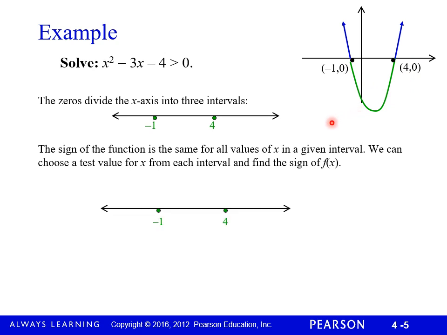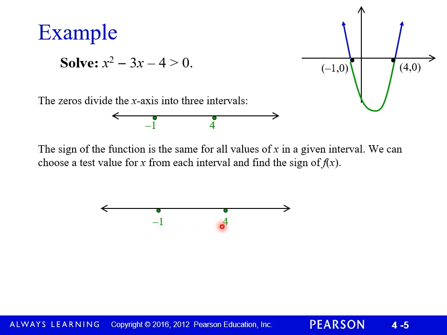So that's exactly what we're going to do. We can choose a test value for x from each interval. So for example, in this first interval, we're going from negative infinity to -1. So we need a value that's in this interval: -2, -3, -4. We don't pick any of the endpoint values. We don't pick -1, we don't pick negative infinity.